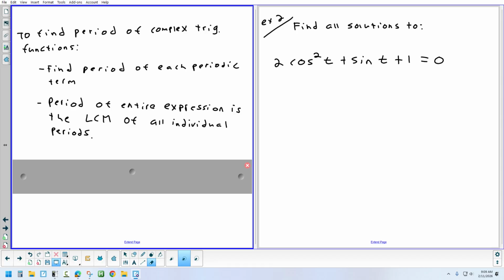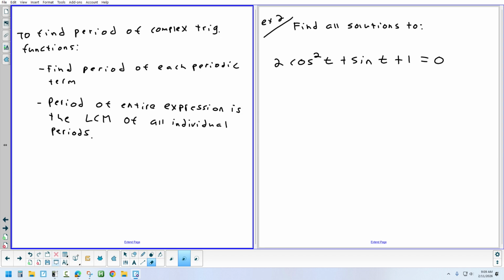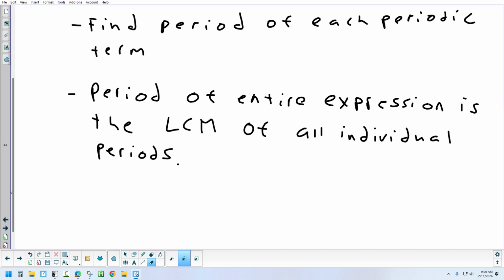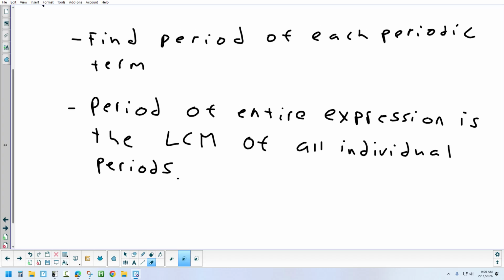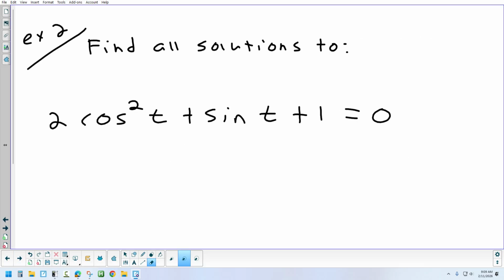All right, so let's take a look at this one. And let's start with sine t. What's the period of sine t? Yep, 2 pi. So that has a period of 2 pi.